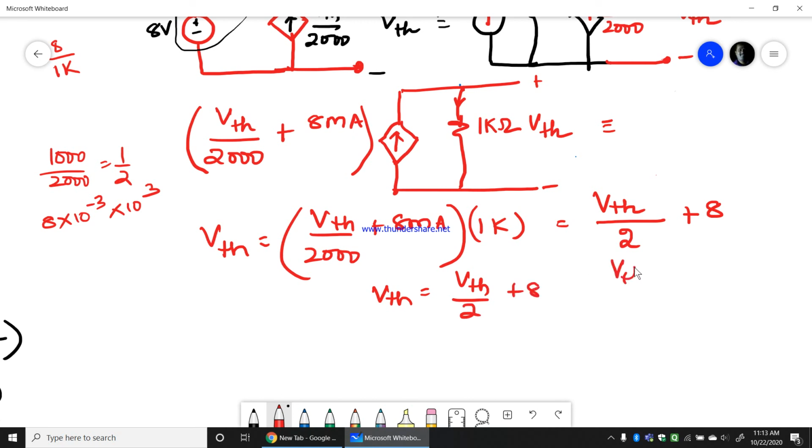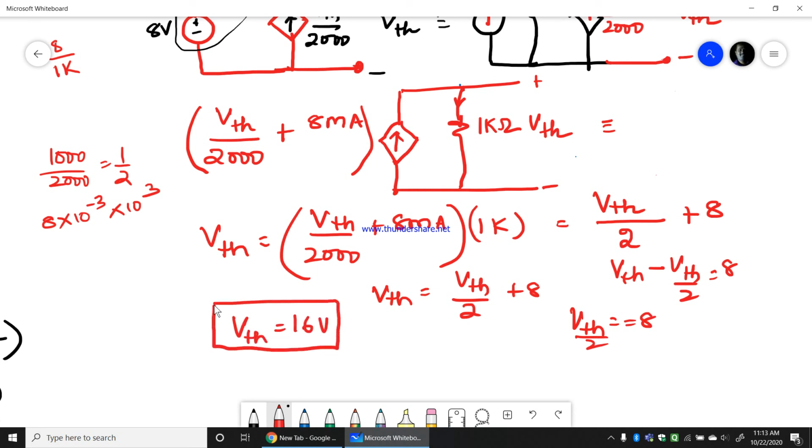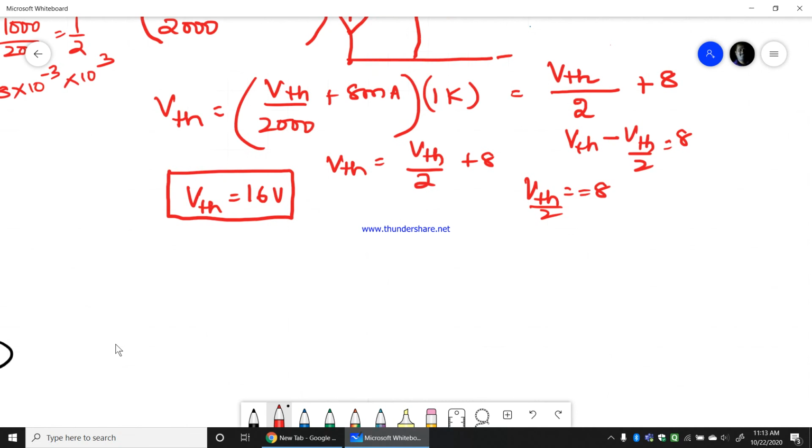So VTH minus VTH by 2 equals 8. So VTH times 1 minus 1 by 2 is VTH by 2 equals 8. Therefore VTH equals 16 volts. Step 1 is over. We found VTH to be equal to 16 volts. Now coming to step 2.